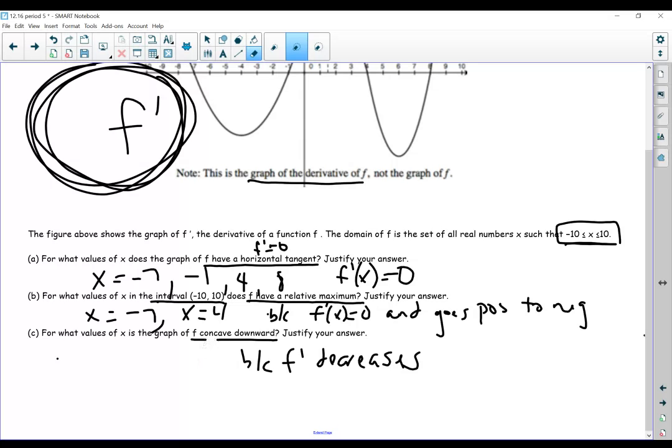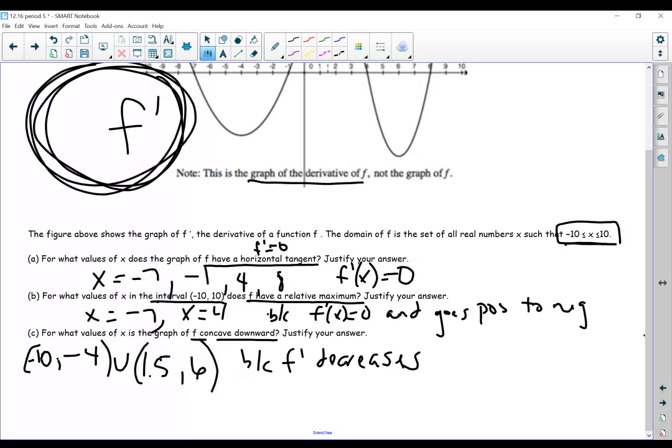Okay, so now I've got to figure out on what intervals f prime is decreasing. Well, I'm going to say -10, and you can include -10 or not, it's kind of debatable, to -4. And then again, it's decreasing from about 1.5 to 6. So because f prime is decreasing, f is concave down. Okay, that was your first example.